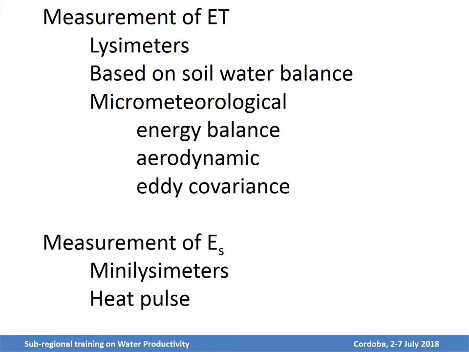The measurement of evapotranspiration can be performed using lysimeters, using the water balance, or using micrometeorological methods like the energy balance, the aerodynamic method, or eddy covariance. Today we will not review the aerodynamic method. For the measurement of soil evaporation, typically we use mini lysimeters. And in the past few years, a new technique, the heat pulse technique, can also be used for detailed measurements in short-term periods.